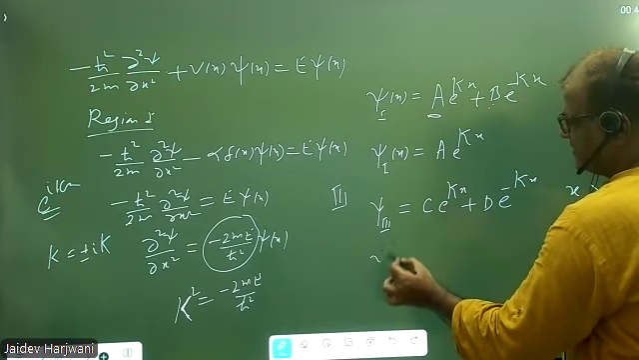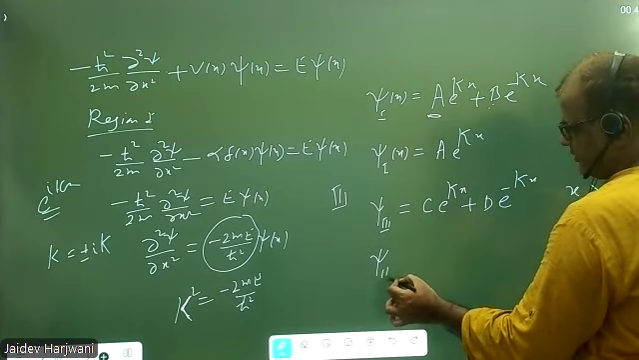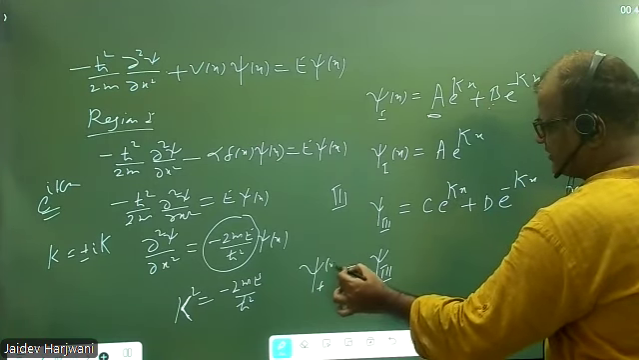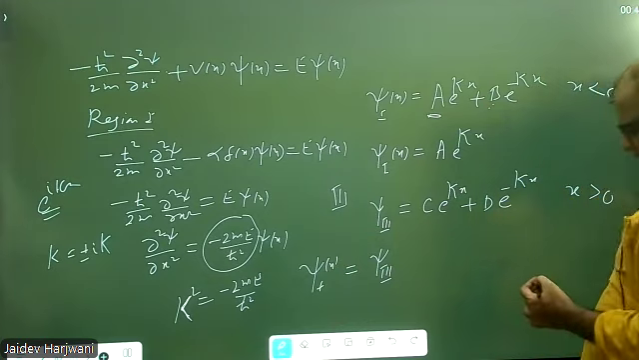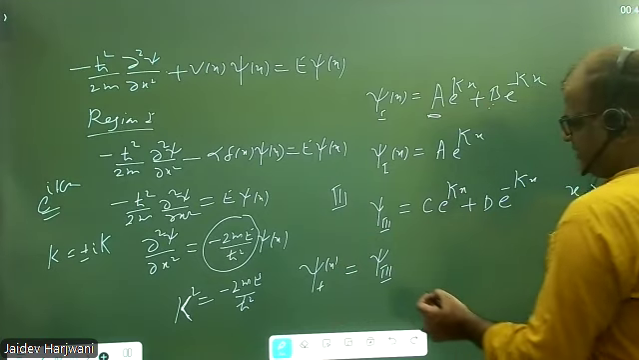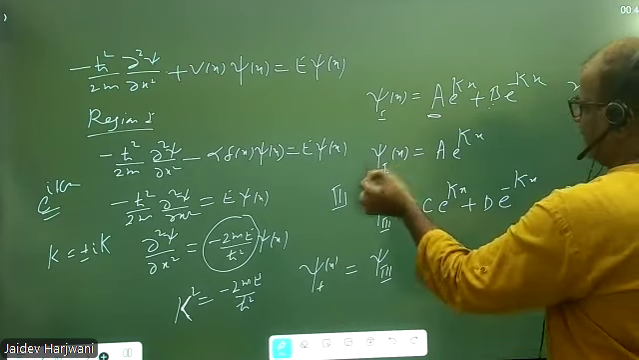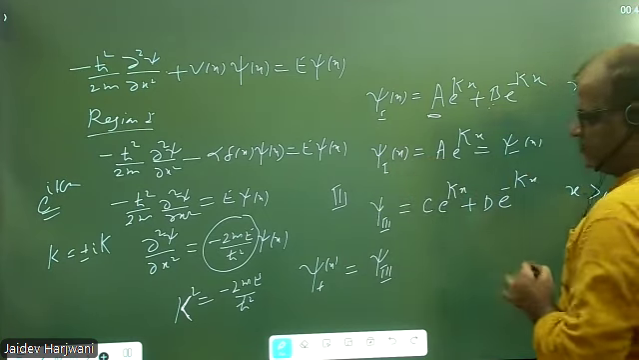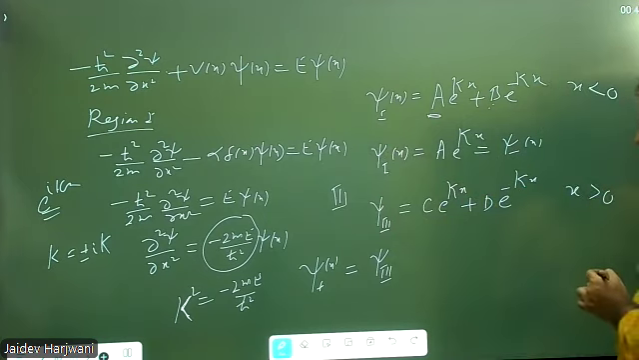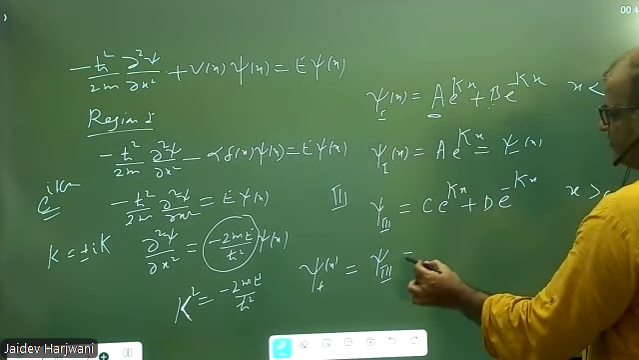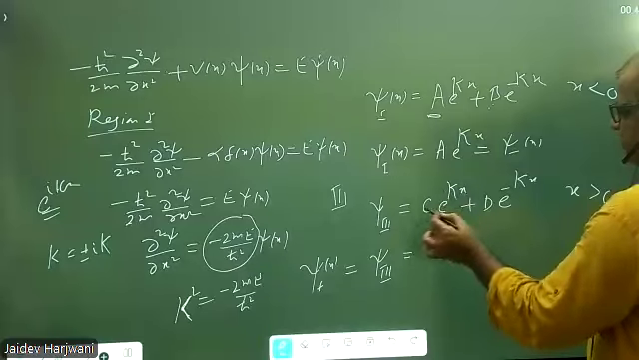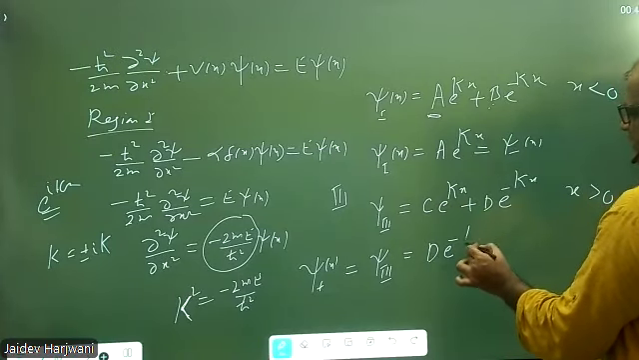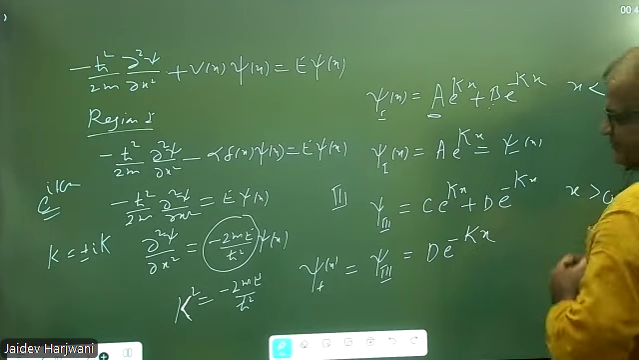So that means in region third, or you can say the positive axis, right of x equal to 0, psi plus, or you can write this also as psi minus x, because x goes to the minus side. So psi third will now be equal to, this time c should be 0, so this will be equal to d e^(−κx).